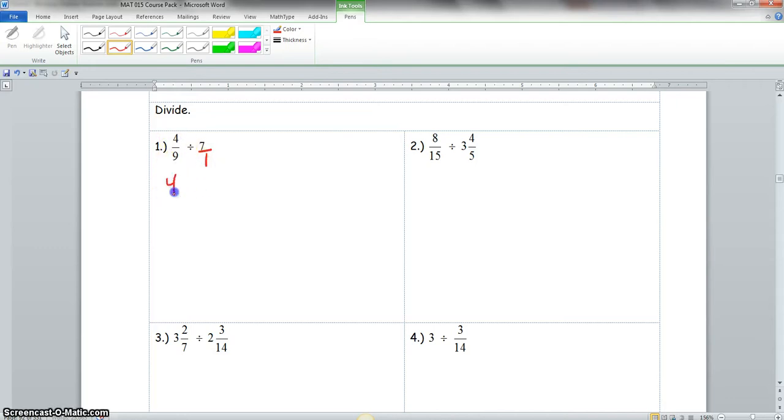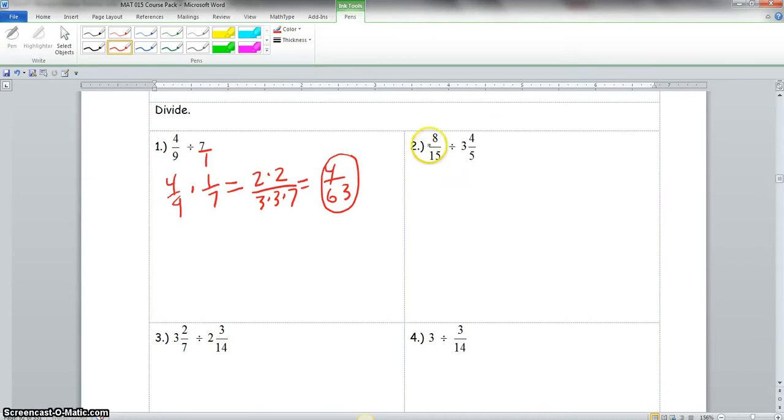So this first fraction would stay the same. Division would become multiplication, and the reciprocal of 7 over 1 is 1 over 7. Now 4 breaks down to 2 times 2, and 9 is 3 times 3, and 7 is already prime. So our final answer here is 4 over 63.